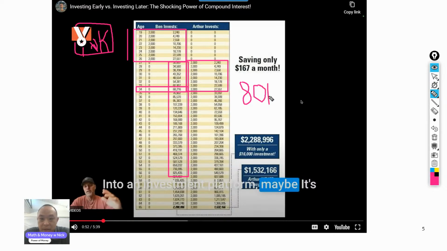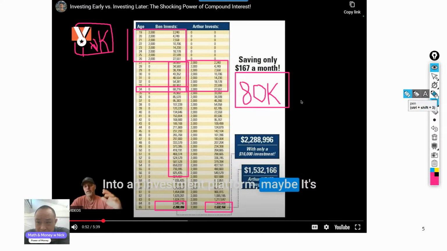And intuitively, you would think that Arthur would make more money, but because time plays such an important factor, you'll see that by the end of age 65, Ben actually made $2.2 million, whereas Arthur only had $1.5 million, even though he put in 80K and Ben only put in 16K. And this is why the power of compounding and time plays such an important factor.